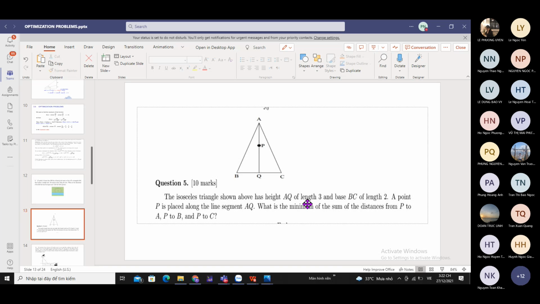An isosceles triangle has height A scales of length 3 and BC of length 2, and a point P is placed along the line segment A scale. What is the minimum of the sum of the distances from P to A, to B, and from P to C? So what does it mean? It means we want to find the minimum of the sum PA plus PB plus PC.